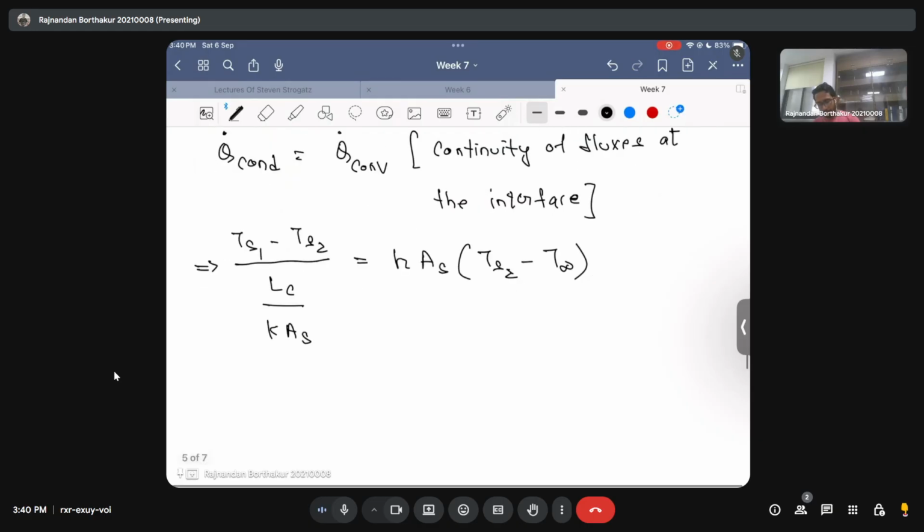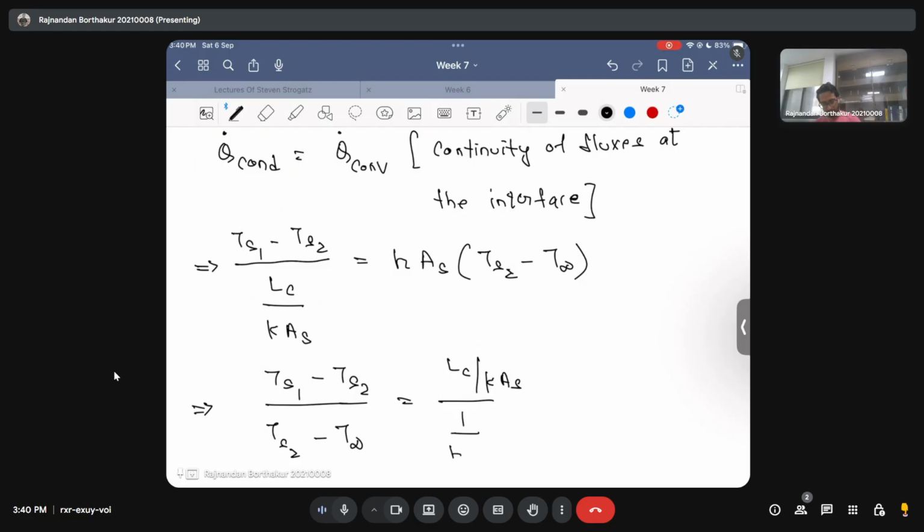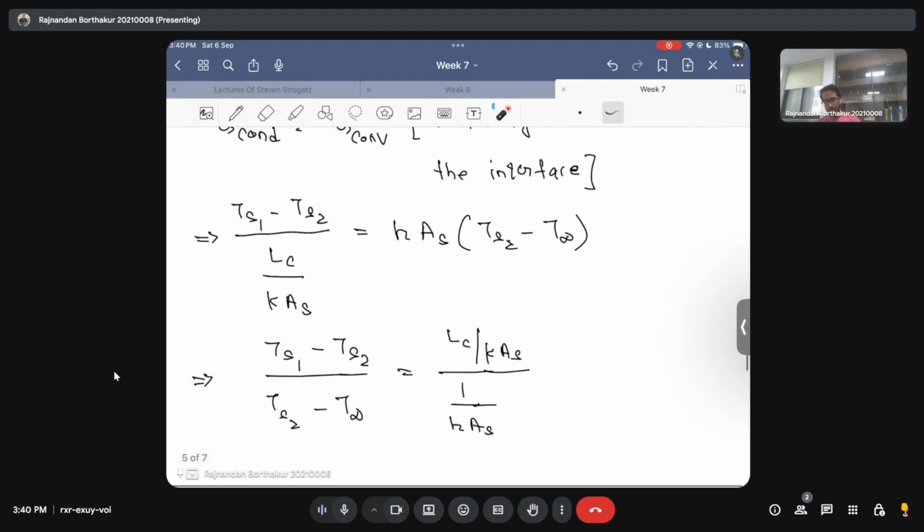Okay, so then what I can do is some rearrangement, and I can write TS1 minus TS2 divided by TS2 minus T infinity as LC by KAS divided by 1 by H times AS. Okay, I'm just doing nothing, just picking it over there and dumping this here, and then writing this term as 1 upon H times AS. That's what I've been doing here in the denominator.